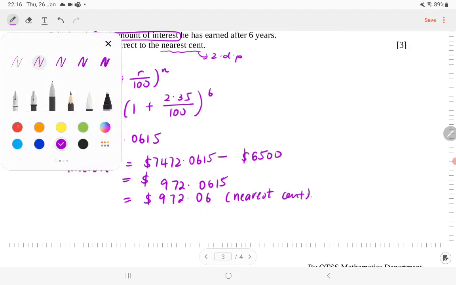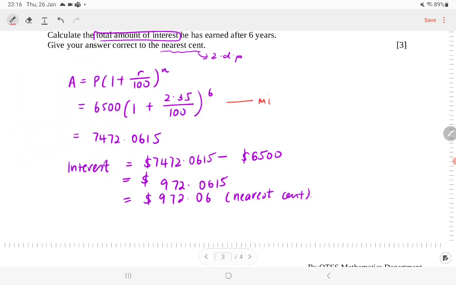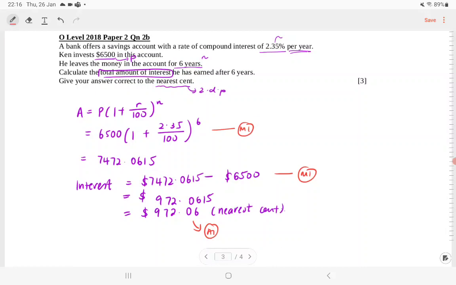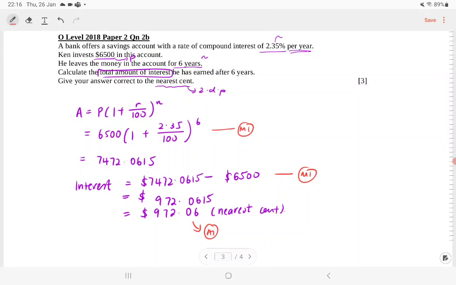Also 3 marks. Okay, same mark allocation. Method mark, method mark, and answer mark. See, so the pattern is the same thing that they can ask you over and over again. Okay, so there are 4 variables for you: the total amount, the principal amount, the interest rate, and the number of years. All right, so they can give you 3 variables and ask you to find the one that is not given. Okay, so they can play around with this. Okay, and that's as much as they can go to test you all.